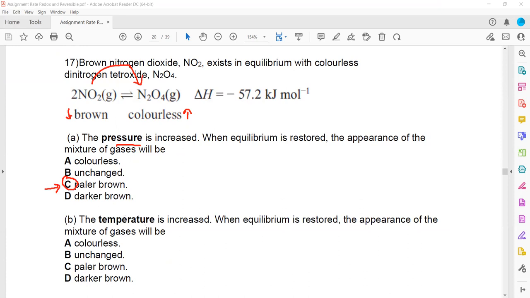And the temperature increase. It's an exothermic reaction. For an exothermic reaction, when we increase the temperature, the equilibrium will shift towards the reactant side, or backward. As a result, when it shifts backward, more brown substance is there and less colorless substance. It means the color will get darker. So D will be the right answer. Is it clear? Question 17.